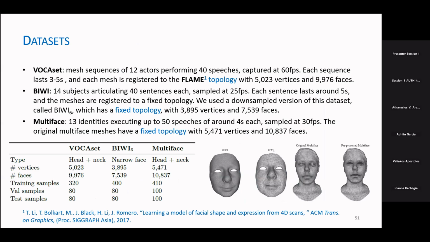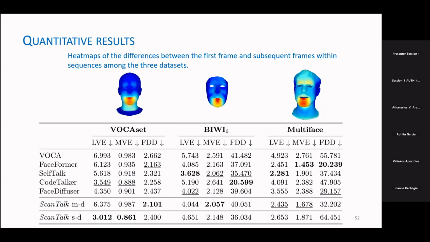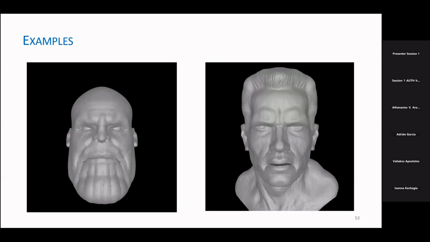In this experiment, we combine different data sets with different topologies, with different numbers of vertices and faces. And so we show that we are able to combine these different topologies, so we can train on multiple data sets with different topologies. And so here you can see the animation.